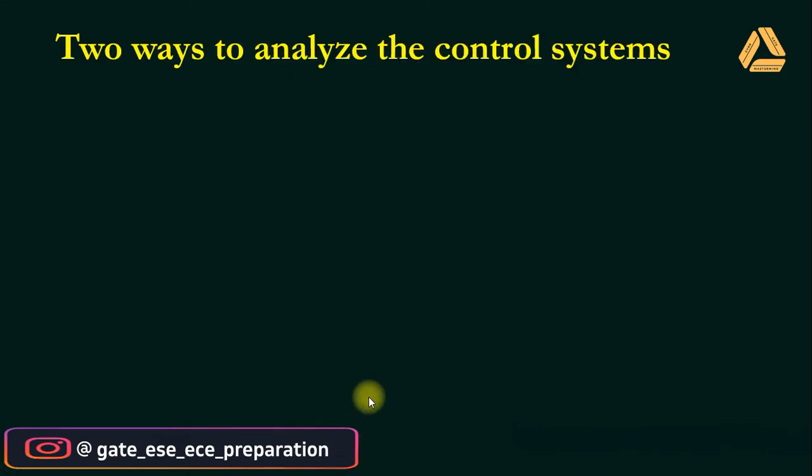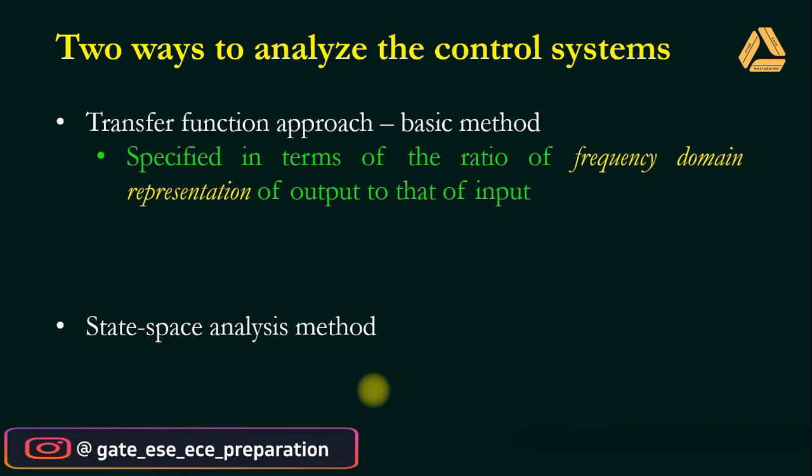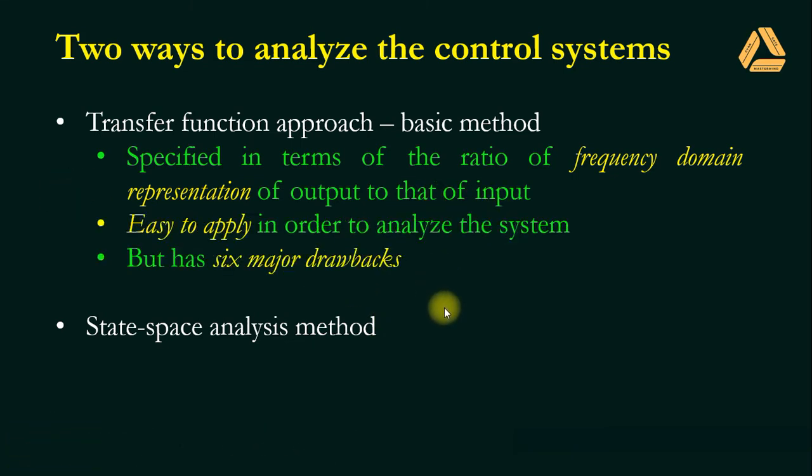But before we go into the actual topic of today's session, we'll see what are the two ways to analyze a control system. The first approach is the transfer function approach and the second approach is the state space analysis method. Of course, the transfer function approach is a basic method. It is specified as the ratio of the frequency domain representation of output to that of input. Though it is easy to apply, it has some major drawbacks.